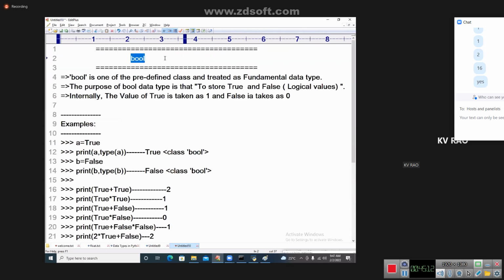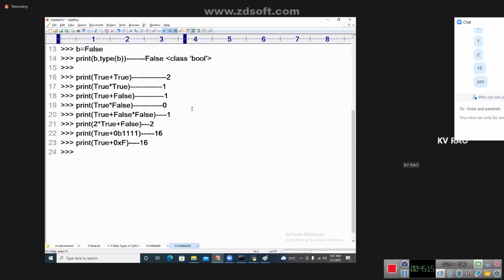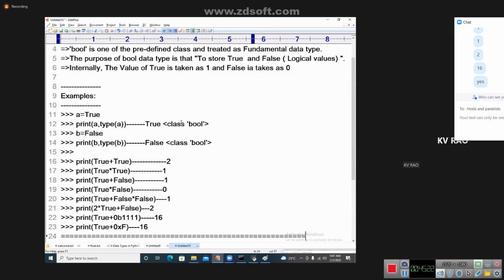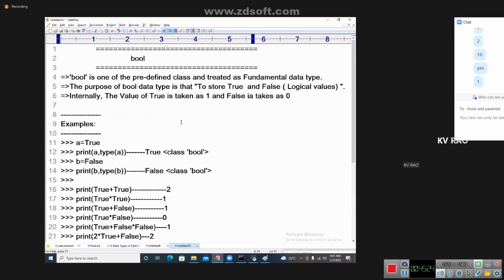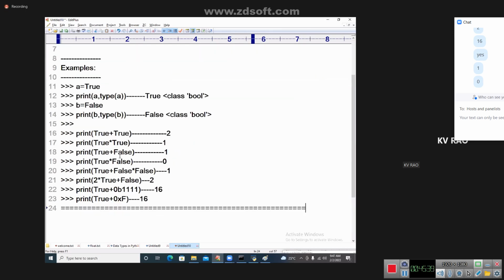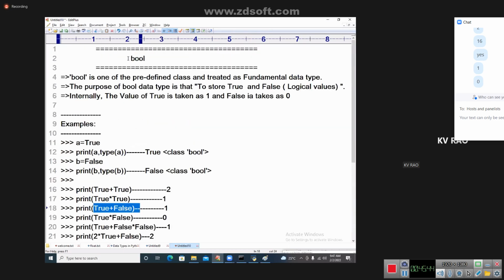So this is called which data type? Bool data type. So internally, true is considered as what? 1. And false is considered as what? 0. Perfect. Ultimately, we understand that operations on these Boolean values can also be done. This is called Boolean data, right?